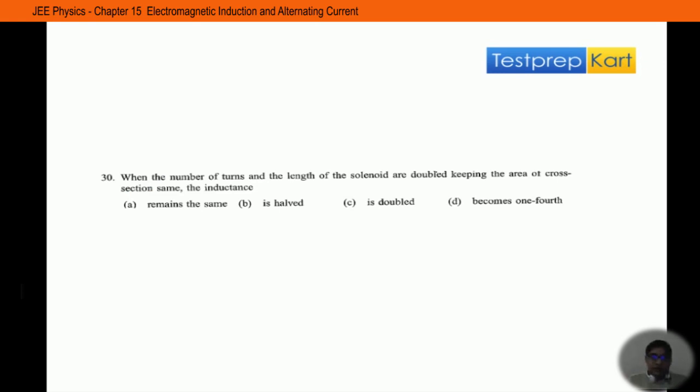Next question is, when the number of turns and the length of a solenoid are doubled, keeping the area of cross section the same, then inductance is... Okay, so it is also based on a similar formula like the previous question. So here let me write the complete formula, that is mu N square A over L.